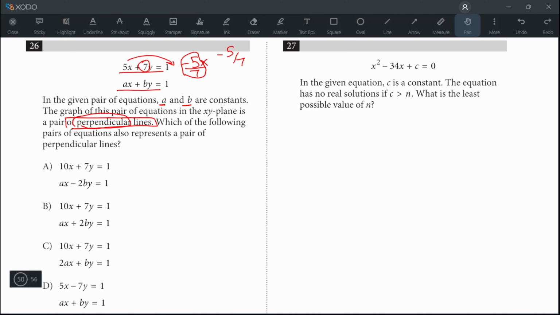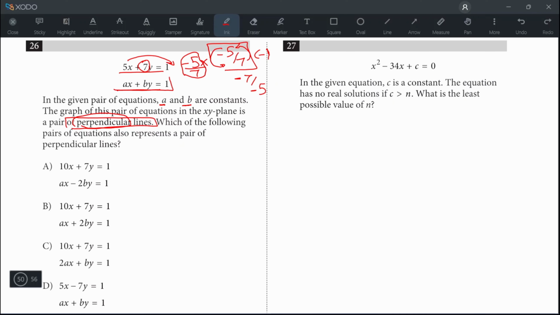What is the negative reciprocal of this value? As I told you, we'll move negative 5 down, 7 up, and then we'll multiply by a negative sign. So we will have a negative 7 over negative 5.